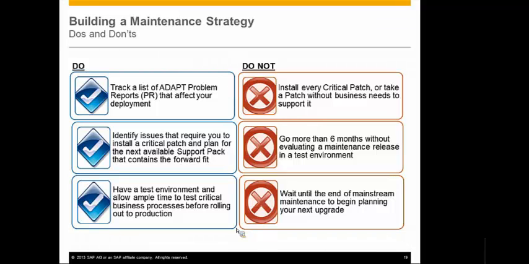SAP's supportability is to write code fixes for the latest support pack and the latest support pack minus 1, so the one before that. And if you get too out of date, it takes a maintenance approach and turns that into more of an upgrade. And finally, don't wait until the end of mainstream maintenance to begin planning your next upgrade. At that point, your hand is going to be forced. So instead, try to plan 6 months in advance to know which candidate fix you might be taking on in the future.